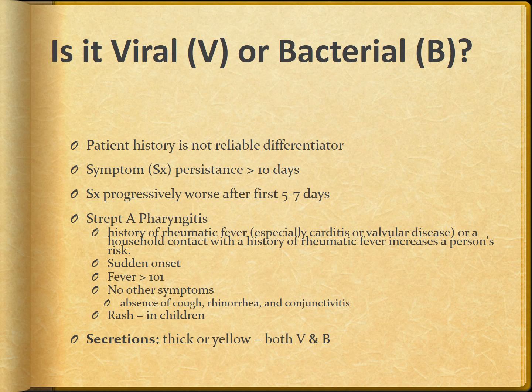Consider that for strep pharyngitis, the patient might have a history of rheumatic fever, especially carditis and valvular disease, or they may have a household contact, so a sick contact with history of rheumatic fever, that increases a person's risk. So always remember that. Some symptoms that we find with strep pharyngitis will be fever greater than 101, sudden onset, no other symptoms, so there's no cough, no rhinorrhea, no conjunctivitis, but the patient may have a rash, especially in children.